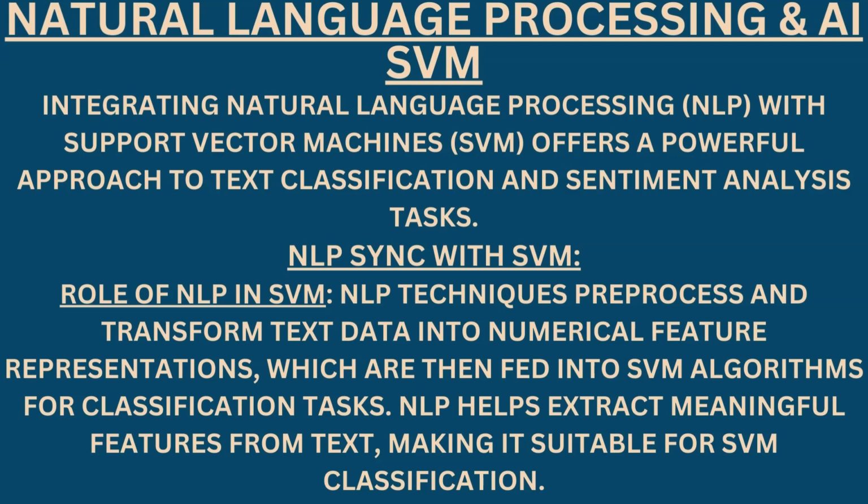Natural language processing techniques pre-process and transform text data into numerical feature representations, which are then fed into SVM algorithms for classification tasks. Natural language processing helps extract meaningful features from text, making it suitable for support vector machine classification.